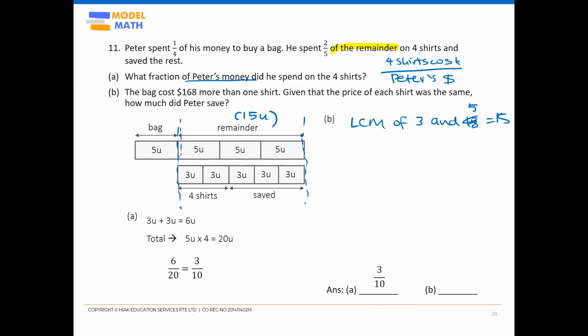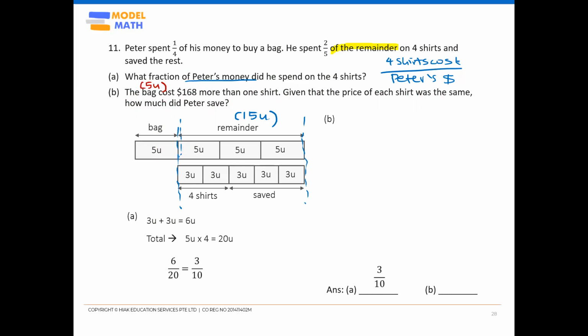Okay, I'm going to erase this so that we have part B over there. All right, so for part B, the bag costs $168 more than one shirt. Given that the price of each shirt was the same, how much did he save? So 168 is the difference between a bag and a shirt. Now, so far we know a bag is 5U, no issues. So I'm going to write that down. So the bag costs 5 units.